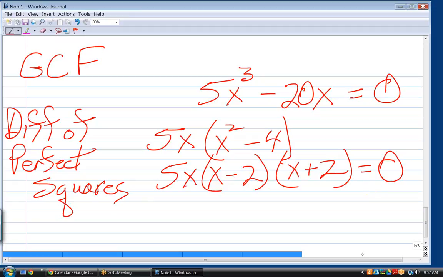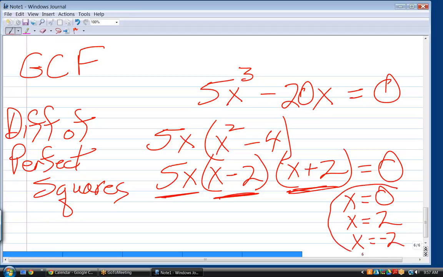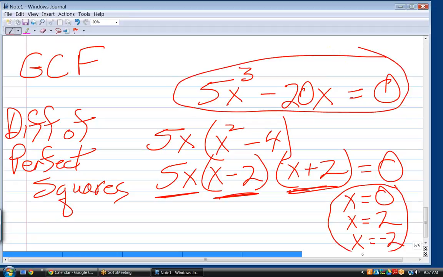The only way three things multiplied together is equal to 0 is if each one of them can be 0. So this could be 0, which means x equals 0 is a solution. This could be 0, which means x would equal positive 2. Or this could be 0, which means x would equal negative 2. And those are the three solutions to this equation. And the only way we were able to come up with them was by breaking this up.